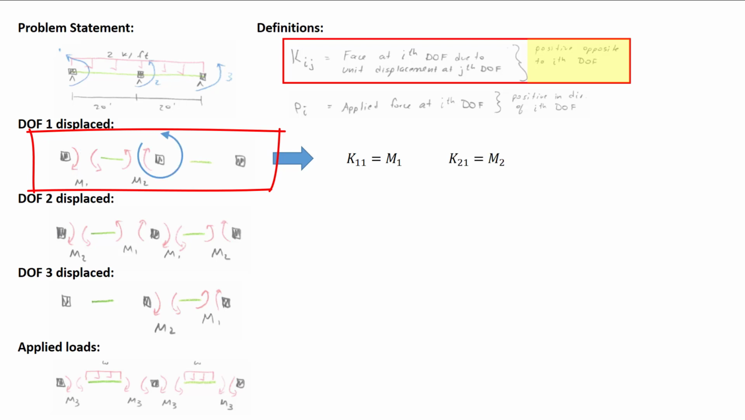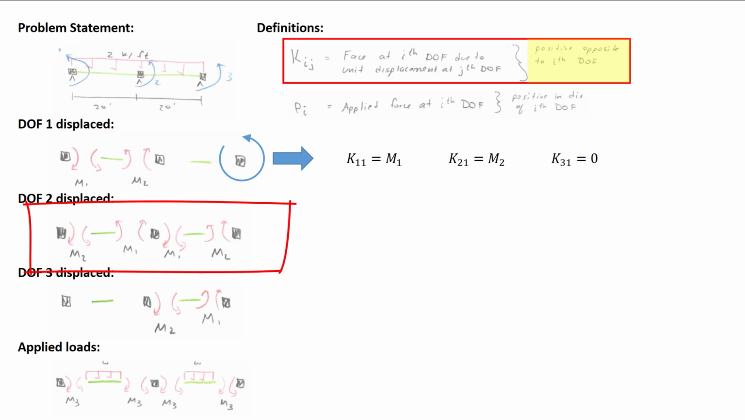Now we'll do K21, the force at degree of freedom 2, still due to a unit displacement at degree of freedom 1. We're showing the direction of the degree of freedom. The moment is m2. The direction is opposite to the degree of freedom, so it's positive. So K21 is equal to m2. For the next degree of freedom, K31 is the force at the third degree of freedom due to a unit displacement at the first degree of freedom. There's no moment there, so the stiffness term is 0.